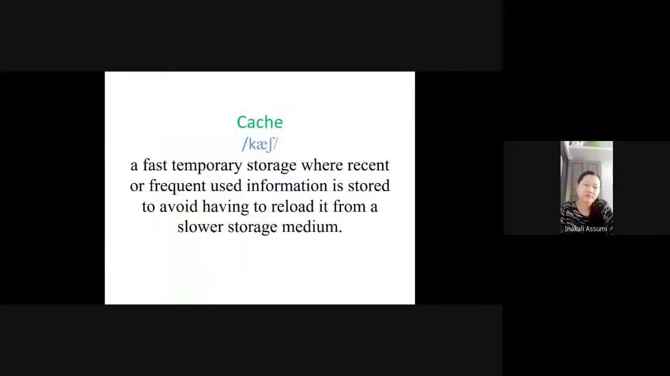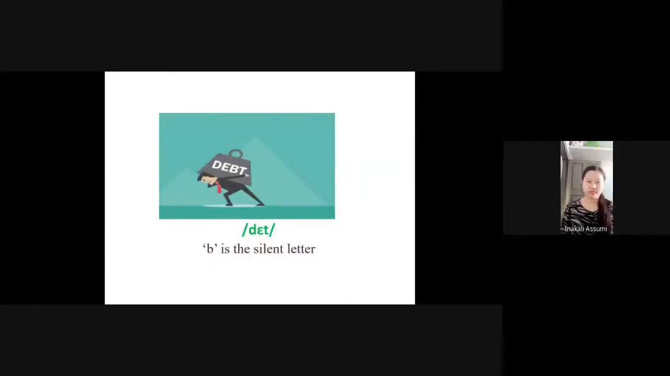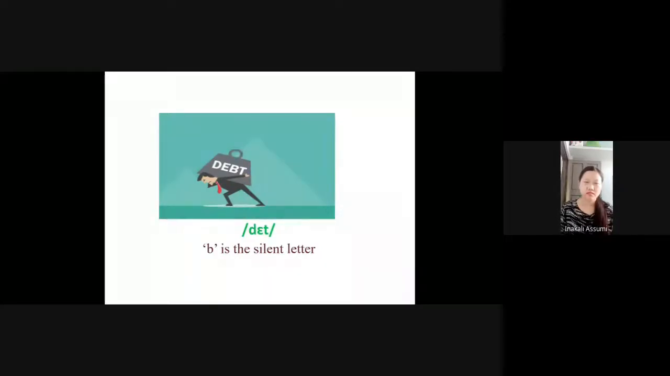This is again very commonly used these days by many of the youngsters, and we know that this memory has access to our phone and to every gadget. So cache memory, instead of saying it the wrong way, let's say it correctly. Now here the P is a silent letter, which means it's "debt", not "depth".